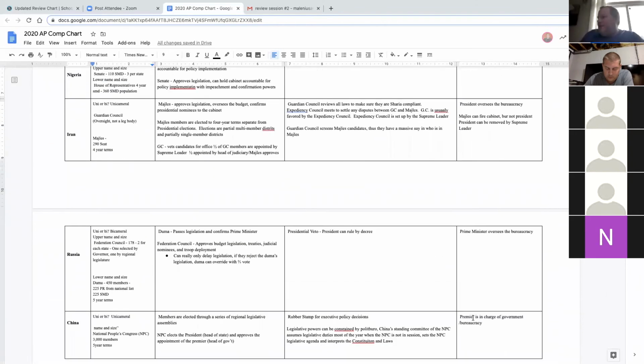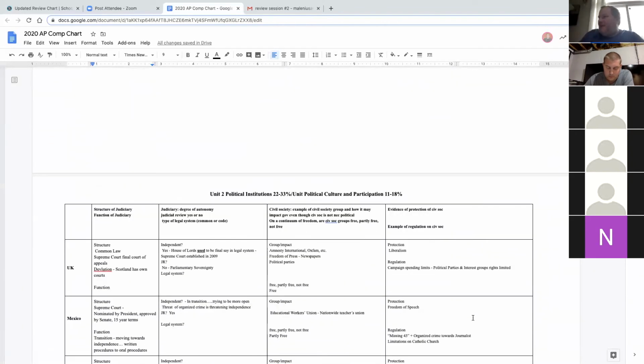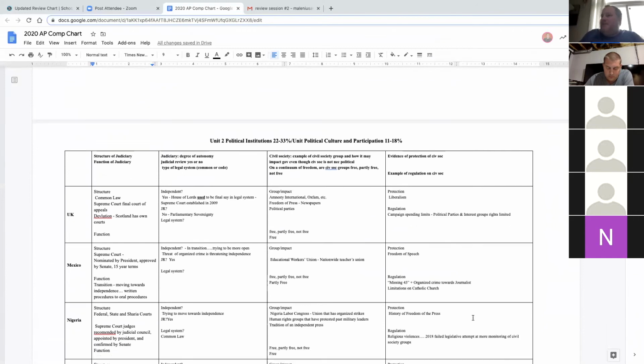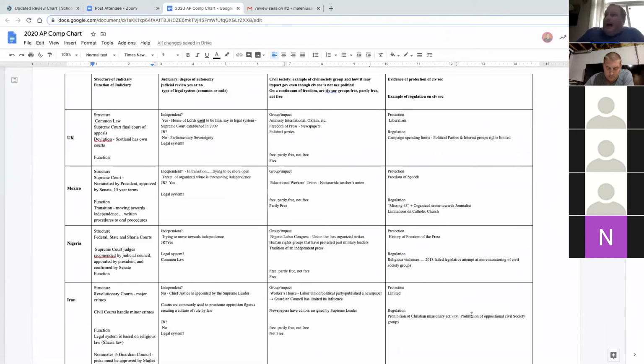All right. The third chart is going to be the judiciary. This scares me because I didn't really hit the judiciary that hard this year. And it seems like I always focus on the executive and the legislative branch. But hypothetically, they might ask questions about the judiciary.